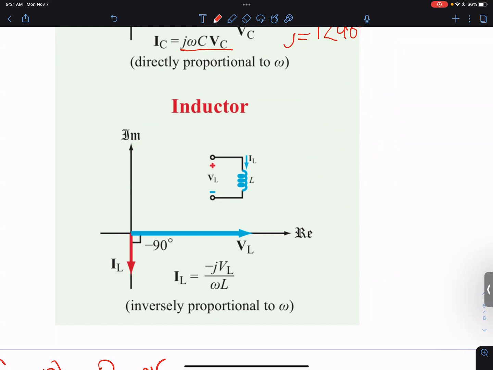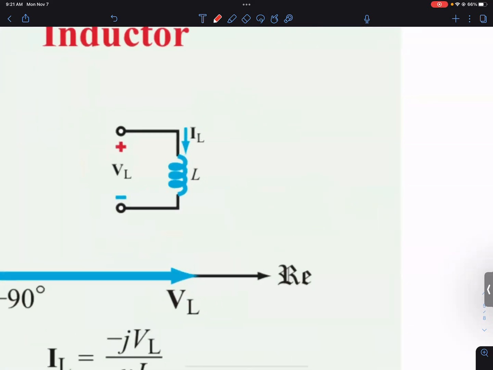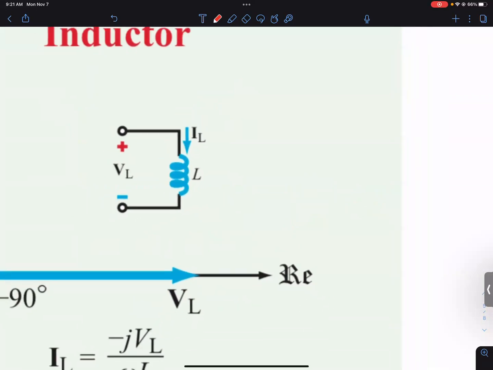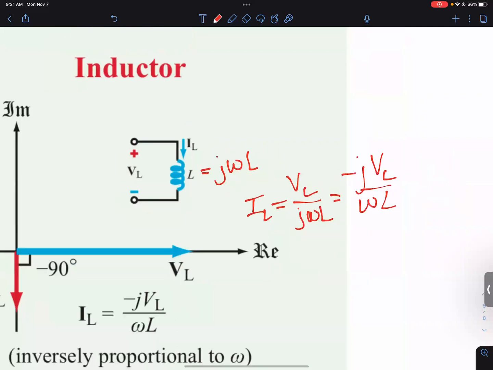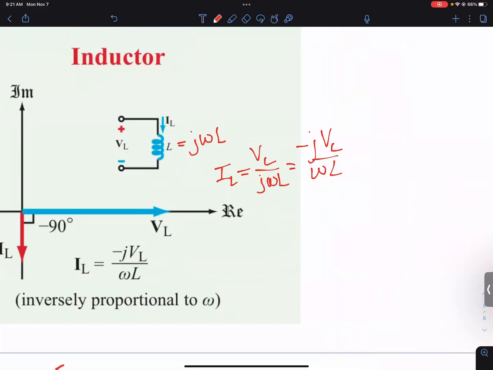Well, okay, let me back up. So this is j omega L. And then when you take the current, it's V over that. And then you can bring the minus j up to the top. So that's where that minus j VL over omega L comes from.